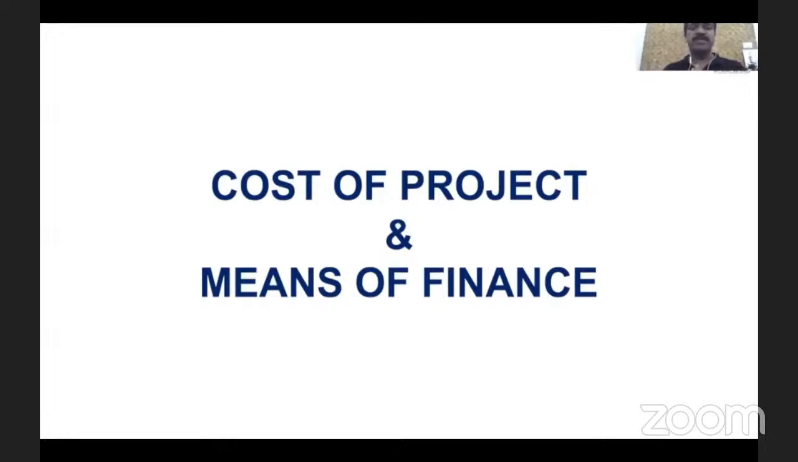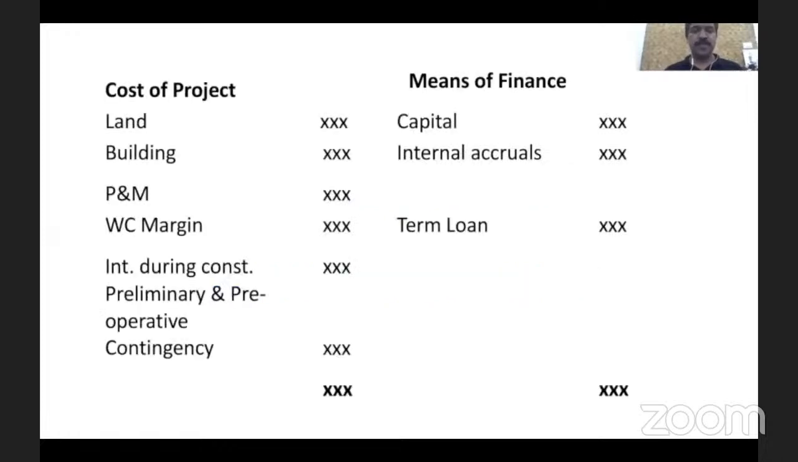The first thing is you have to freeze the cost of the project and means of finance. I'll take you through an example. Okay, look at this. This is a typical format of cost of project and means of finance. Let's say I want to start a project, putting up a factory and purchasing plant and machinery and installing it. So basically I'm creating the infrastructure for starting my business.